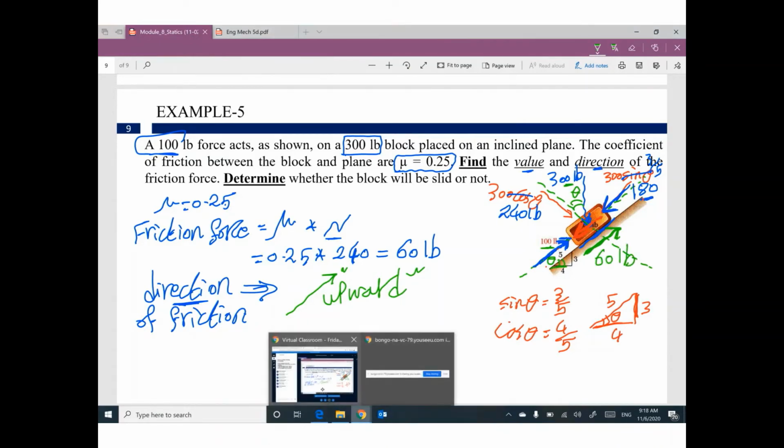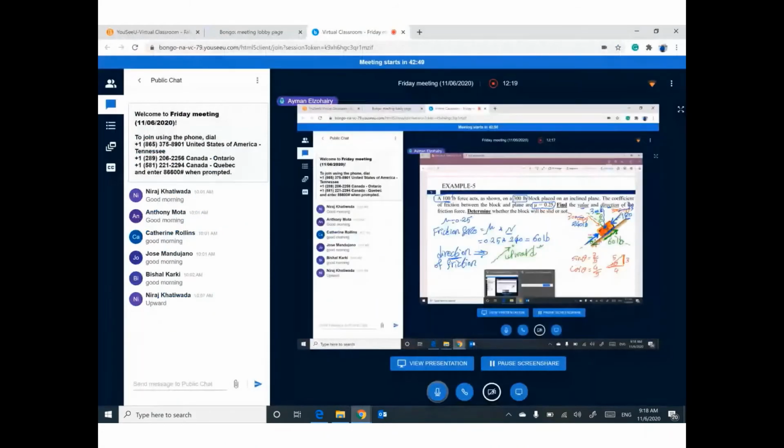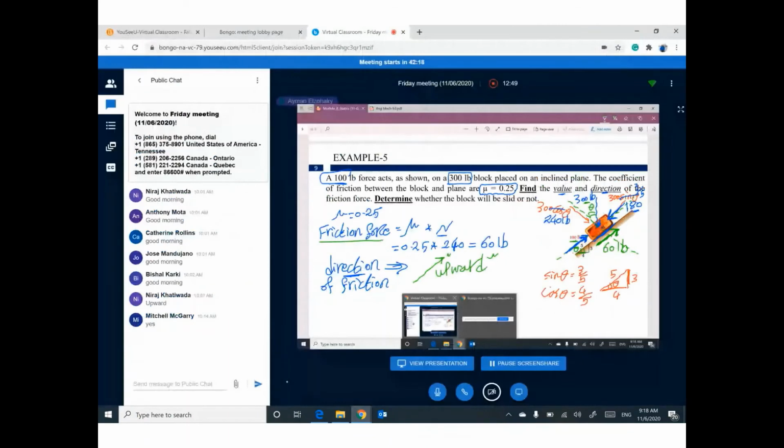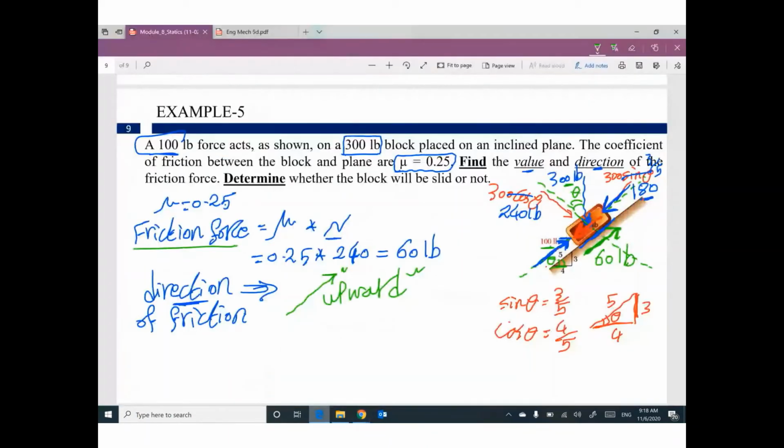That makes sense for you guys? Value of the friction force, piece of cake, just mu times N. To determine the direction of this friction force, we need to figure out which direction this block will move. If it moves down, then the friction direction is up, and vice versa. Okay, I have another question. Determine whether the block will slide or not. What do you think? Sliding will happen, yes or no?